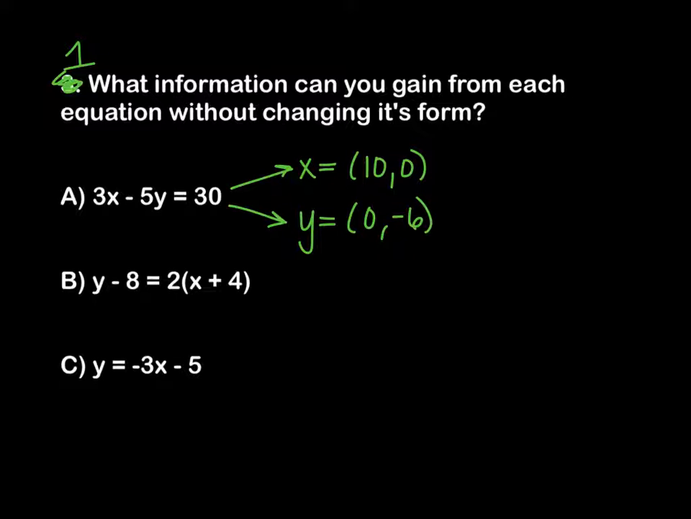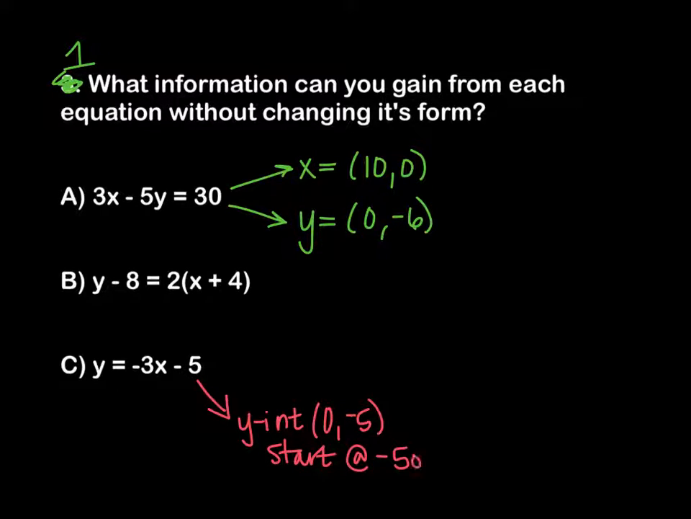C, that one you already know, so I'm going to skip down to C. C tells us two things. It tells me the y-intercept is at -5. So that's (0, -5). Or you could say to start at -5 on the y-axis, right? Both of those things are true. And then it also tells me the slope. My slope here, or my rate, is -3/1.